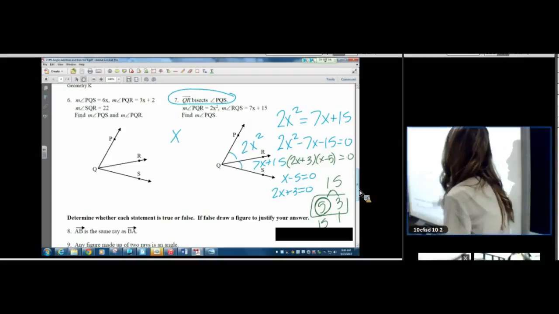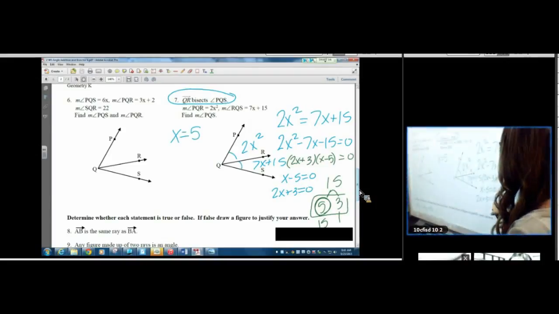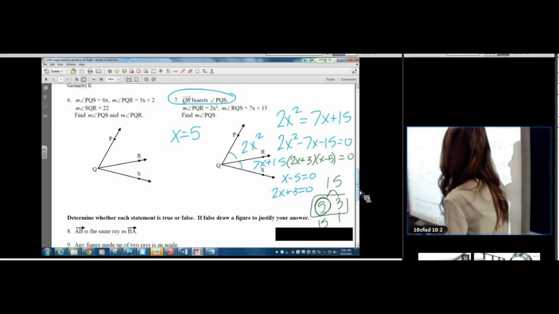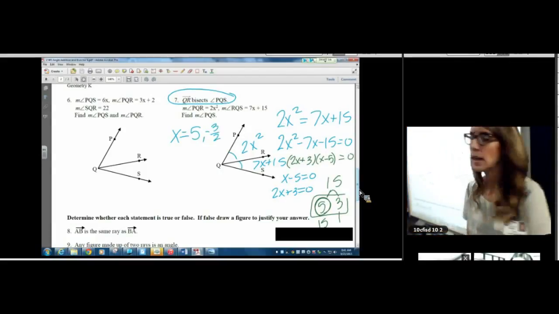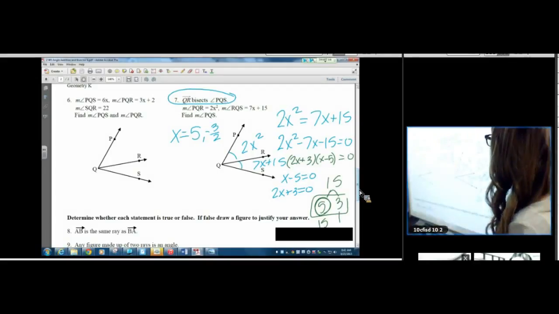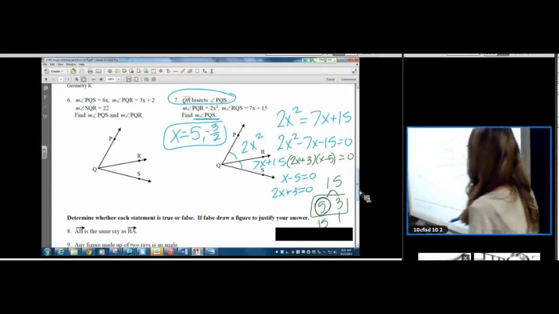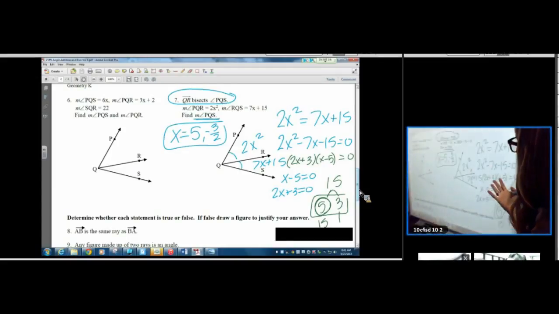So x is, let's see, add 5 to both sides, 5, and subtract 3 and divide by 2. If you want to put negative 1.5, there's nothing wrong with that. I usually leave it in fraction form. It didn't say to find x. It said to find the measure of PQS. So you have to plug it in.